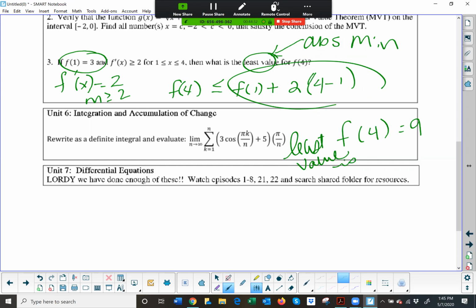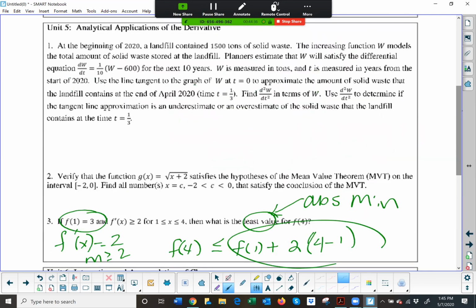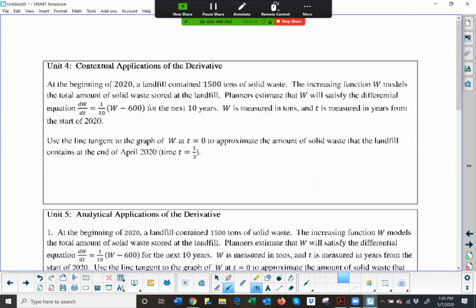And I think I'm going to leave that unit 6 one alone. I don't want to go through that one. All right. That took us like a half hour to whip through those.